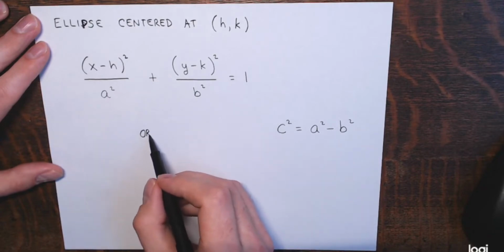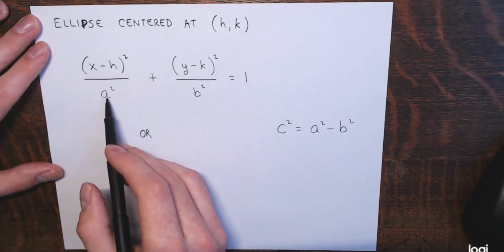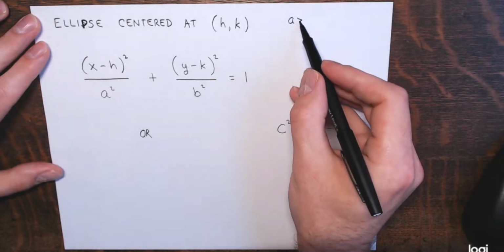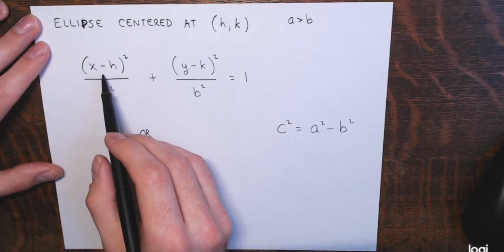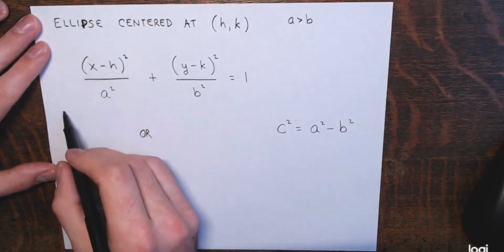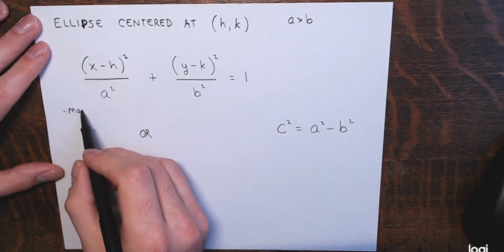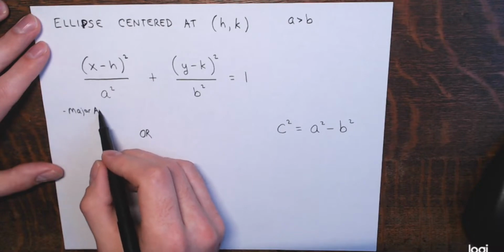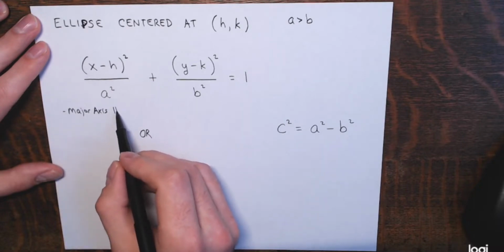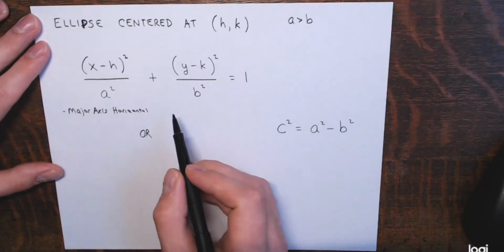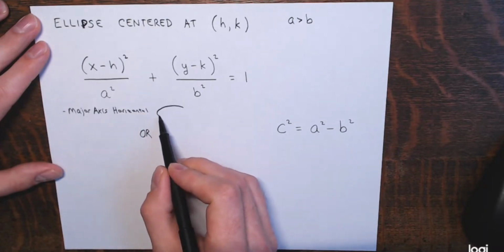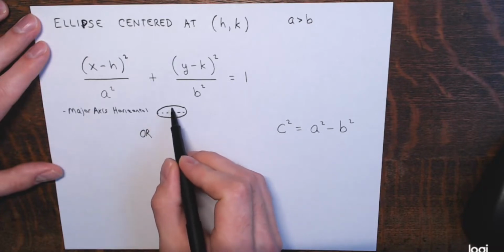Now remember, a is greater than b here. If the larger denominator is under the x term, that means the major axis is horizontal. The major axis will be parallel to the x-axis. So it'll be an ellipse that's longer horizontally than it is vertically.